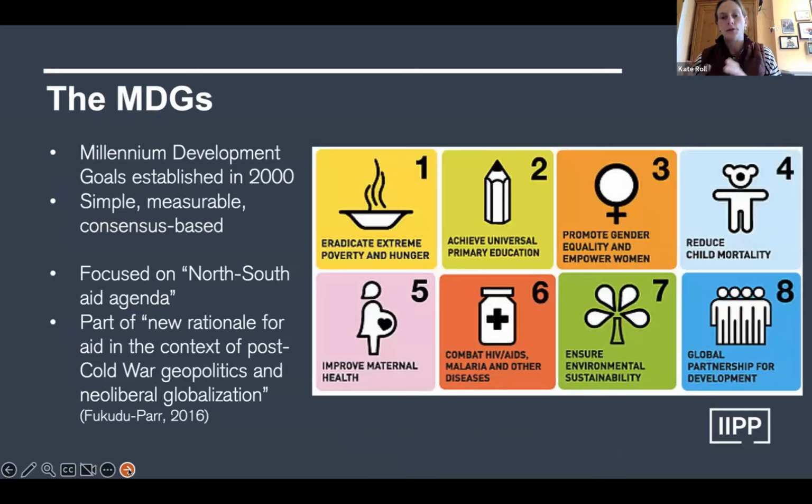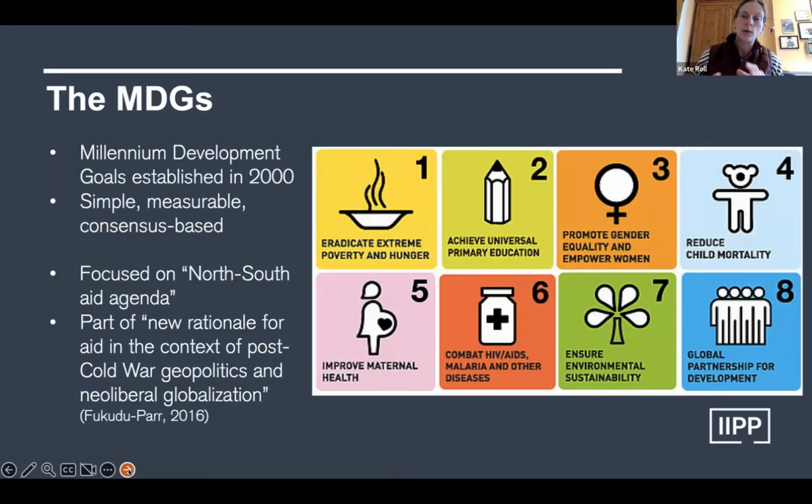So these were developed in 2000, and as you can see, they're much simpler. Instead of having 17 goals, we had 8 goals. Again, this idea that these were supposed to be about priority setting, simple, measurable, consensus-based, but they were different from the SDGs in some really important ways.